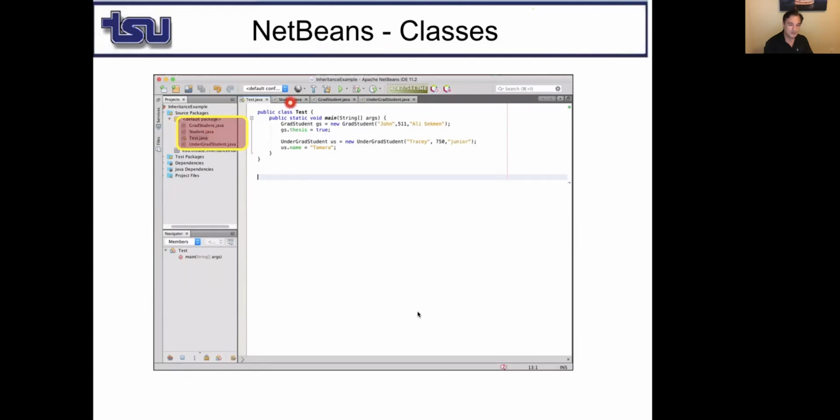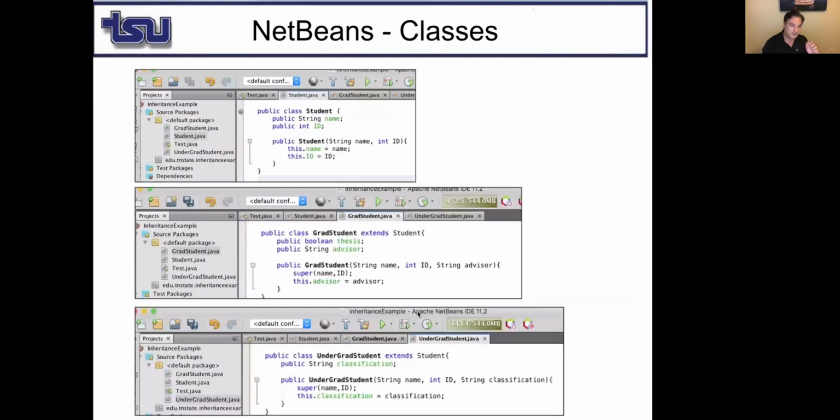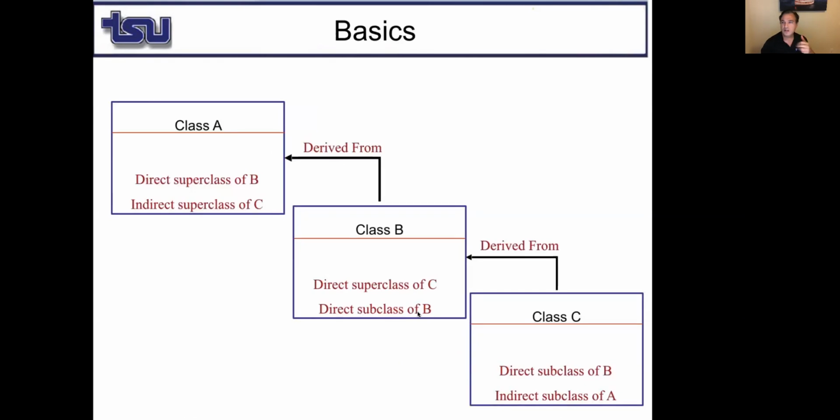For example, I have student, grad student, undergrad student right there. So I separate those into 4 files. One is my test file, okay? Another one is my student file. This is student, this is grad student, this is undergrad student. I made each class public, and I save them with the proper names. That's all what you need to do. Then you can go to your test class and compile.